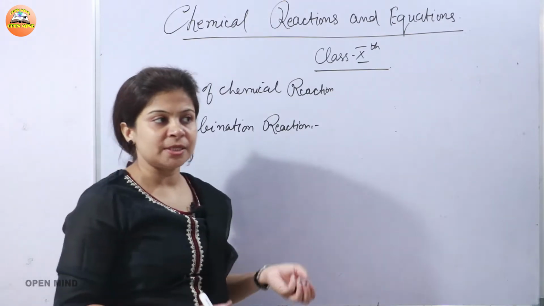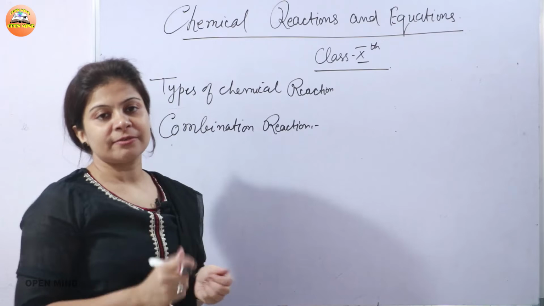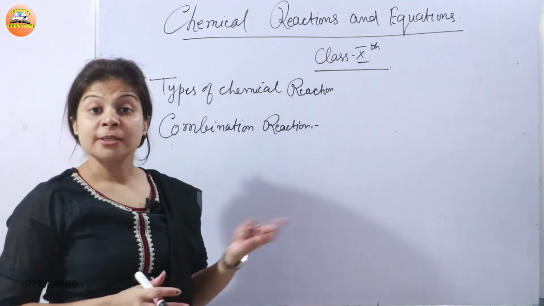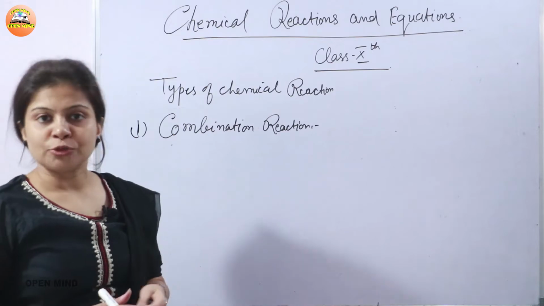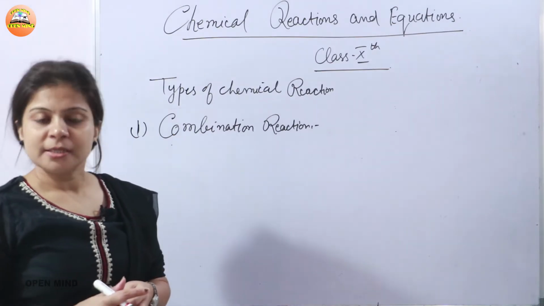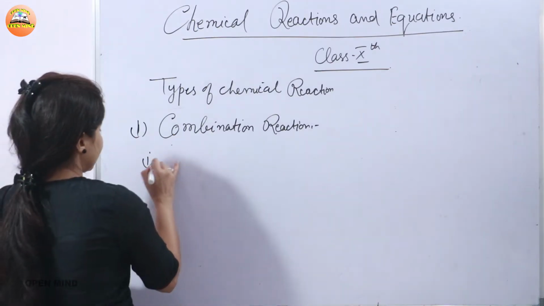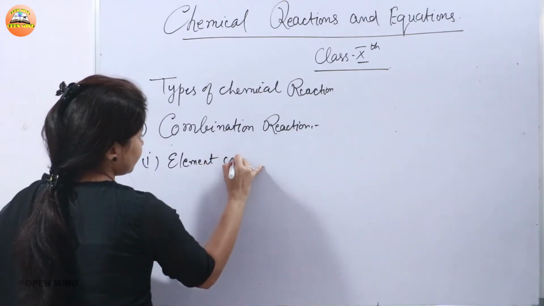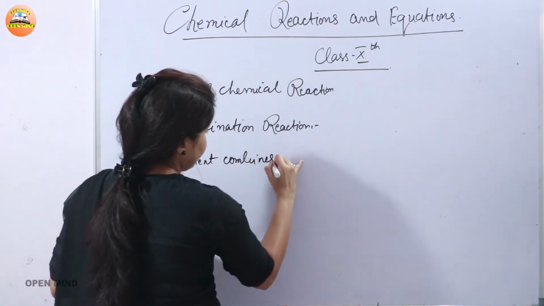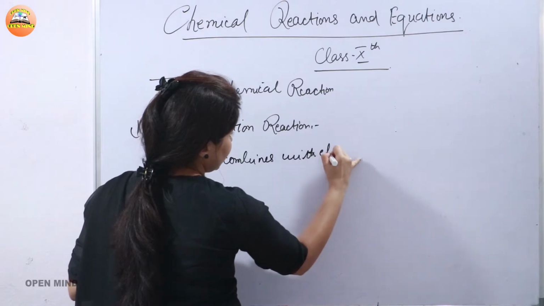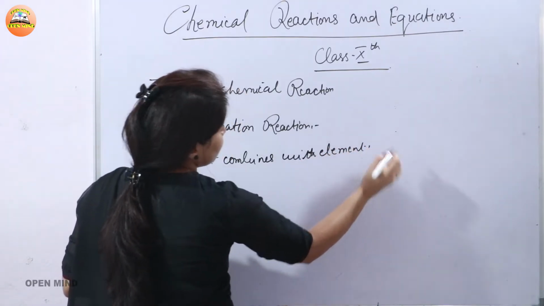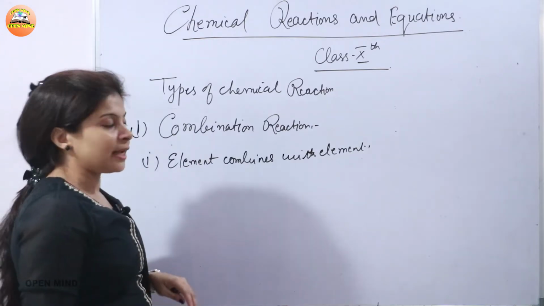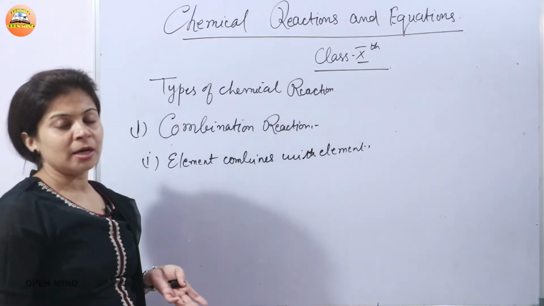In a combination reaction, when two reactants combine, they give you a product. That kind of reaction is called a combination reaction. The reactants can be two or more than two, and the product will also be the same. So the first category under this is when an element combines with an element. That means both reactants on the left-hand side of the equation should be elements, and they combine to form a compound.